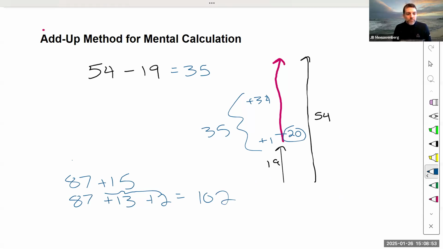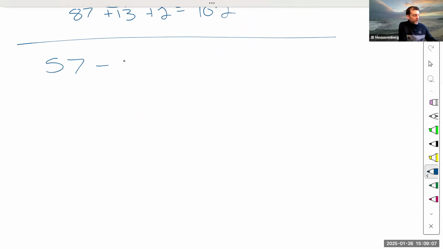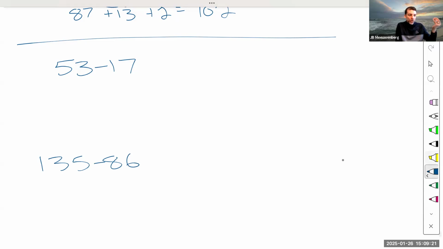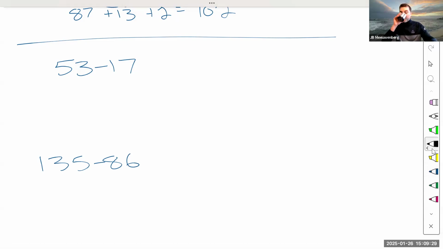Why don't you try one? Let's do this. So we're going to do 57. We're going to subtract. So this is going to be subtraction. 53 minus 17. And then we'll do a second one as well. 135 minus 86. We're going to use the add up method where you start with the lower number to see how much it takes to get up to the bigger number. So you can do it in more than one step as well.